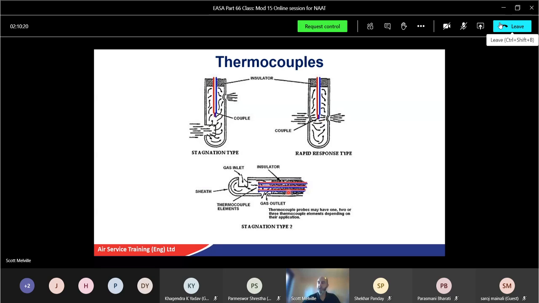And you get variations of these. There's your couple, so you've got your red and your blue. You have your hot junction and your cold junction, where the cold one will be supplying the millivolts.